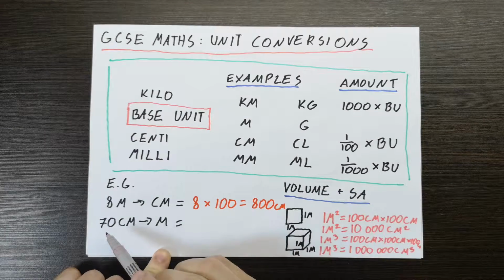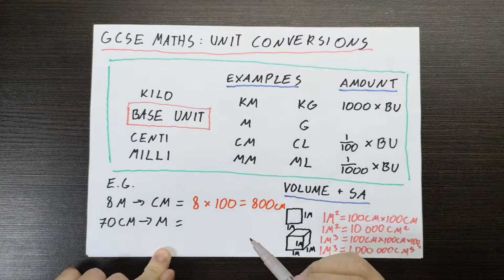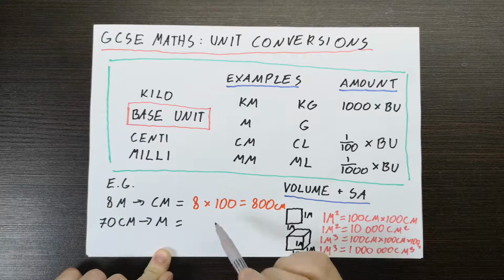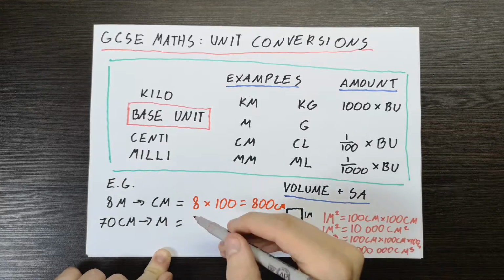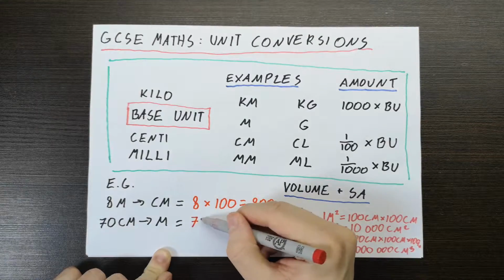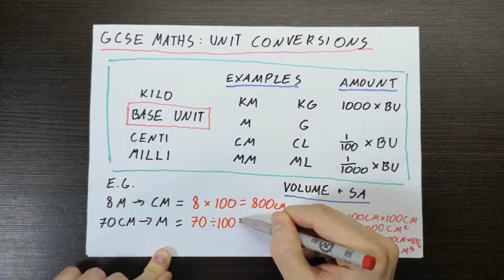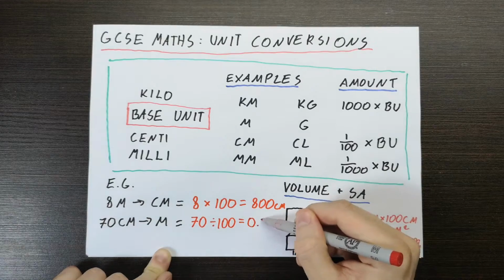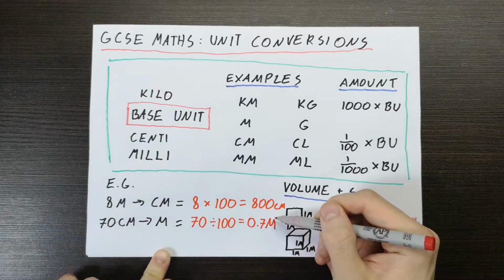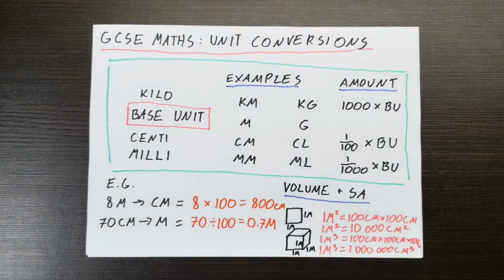So we will divide 70 by 100, because 100 centimeters equals 1 meter. So 70 divided by 100 gives us 0.7 meters. And that's the basic conversions. That's how we deal with basic conversions.